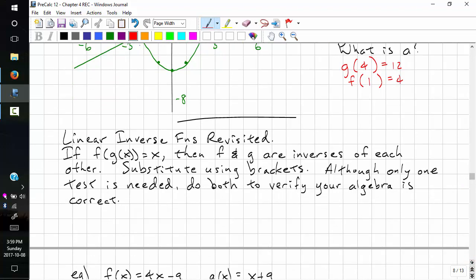Linear inverse functions revisited. So this is the property: if f of g of x equals x, then f and g are inverses of each other. Substitute using brackets. Although only one test is needed, do both to verify your algebra is correct. What I mean by this is g of f of x equals x. So either one you can do, but if you want to check it, do the other one as well.